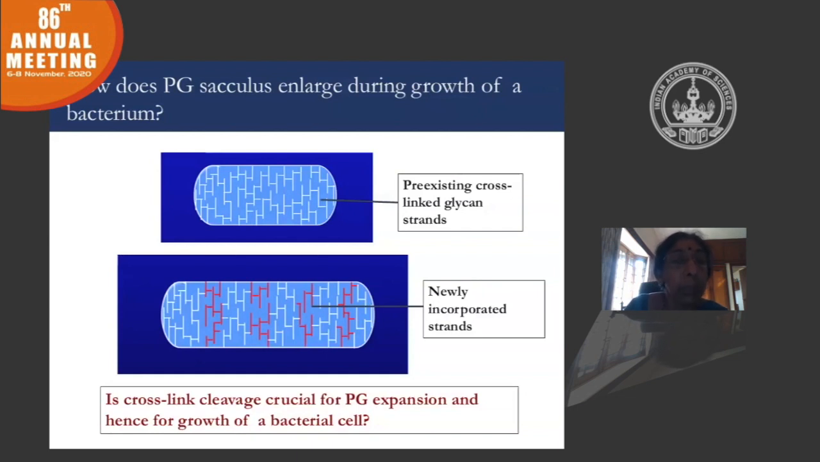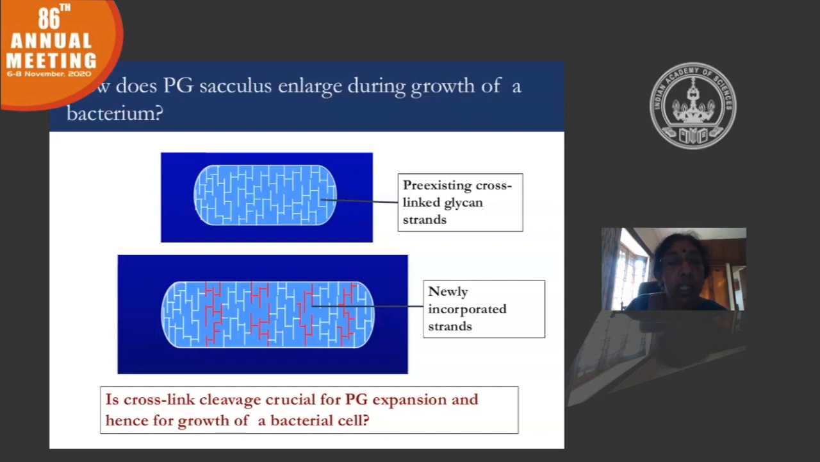As I said before, peptidoglycan is a single large molecule. So then, how does that expand during growth of a cell without compromising on the pore size of the peptidoglycan structure? There was a lot of evidence available already in the literature to say that the new strands of peptidoglycan, the glycan strands, are incorporated into the body of the bacterial cell. However, the mechanism was not known before.